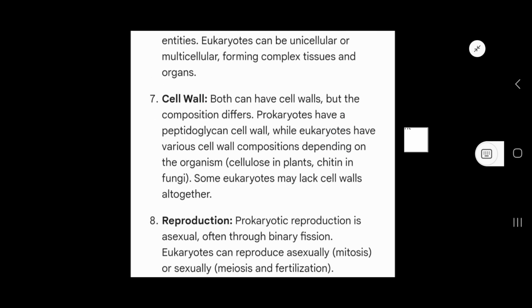7. Cell wall. Both can have cell walls, but the composition differs. Prokaryotes have a peptidoglycan-like cell wall, while eukaryotes have various cell wall compositions depending on the organism: cellulose in plants, chitin in fungi. Some eukaryotes may lack cell walls altogether.